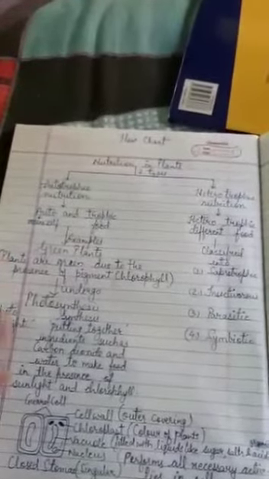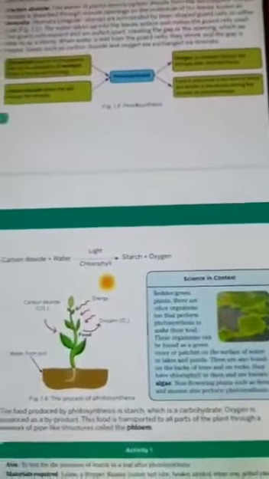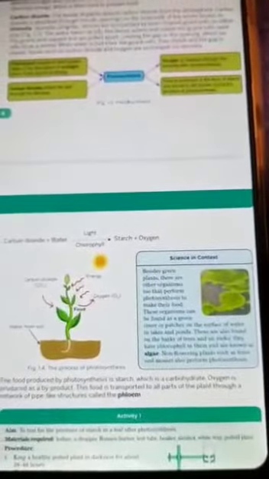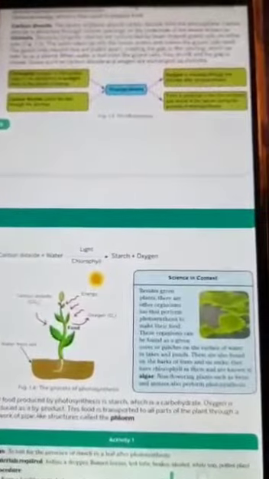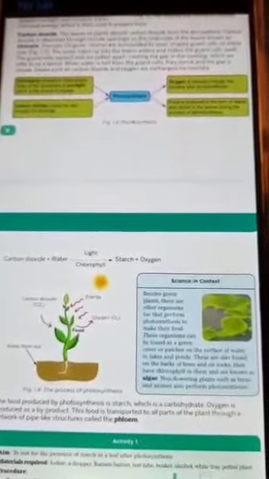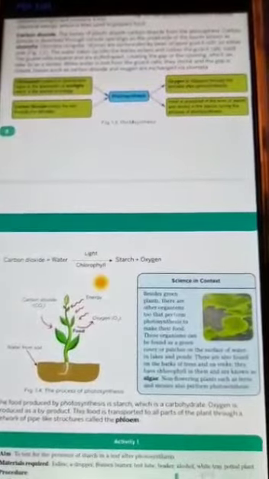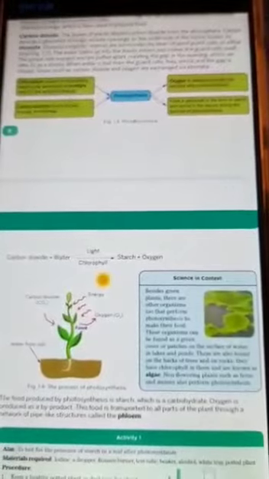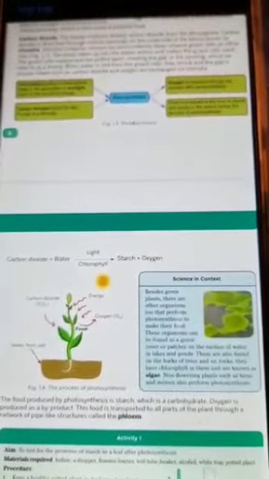Next, I am going to discuss that the food produced by photosynthesis is starch, which is a carbohydrate that is transported through special conducting tubes called phloem to different parts of the plant. Some of the glucose is used immediately by the plant for energy. Some is stored as starch and some changes to more complex substances like cellulose.